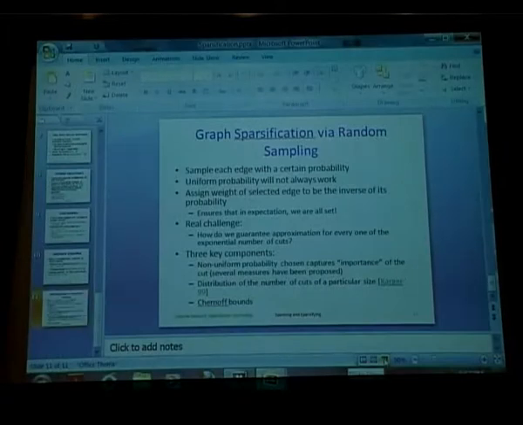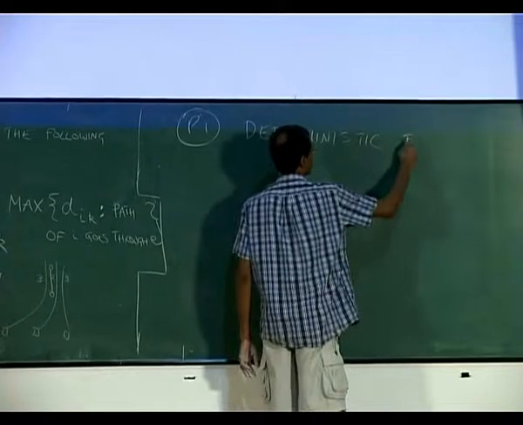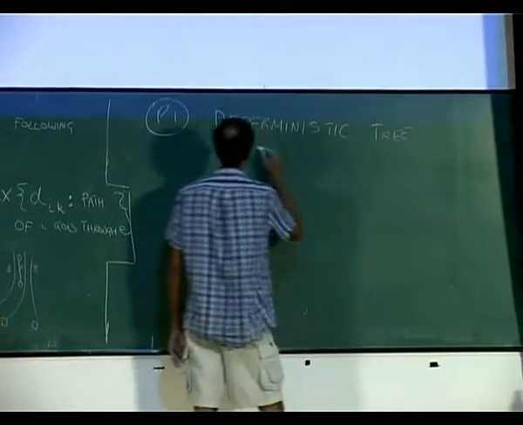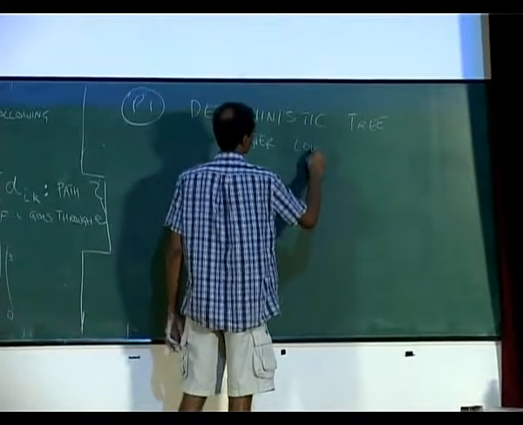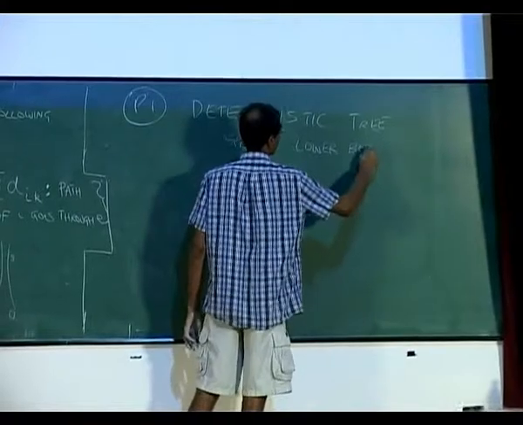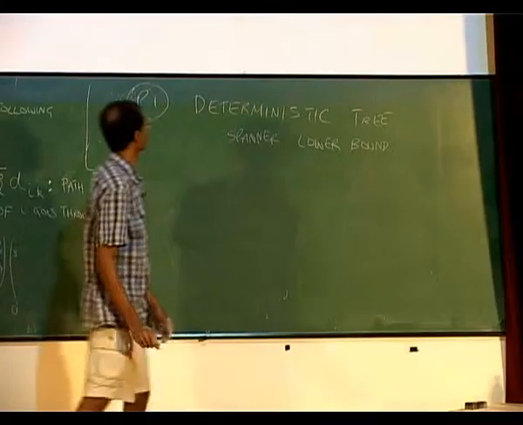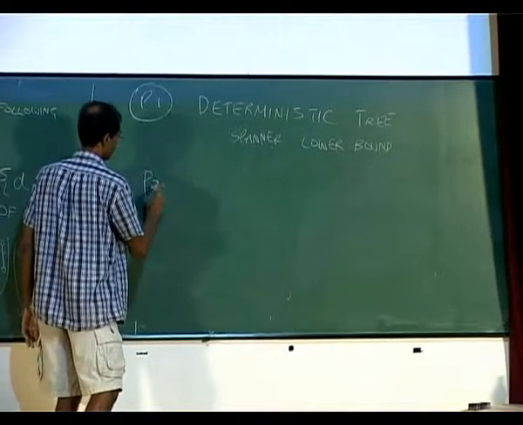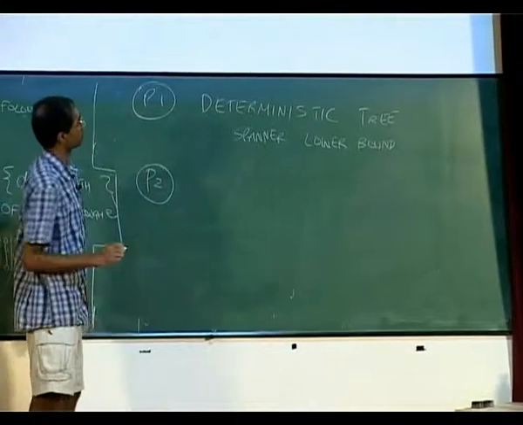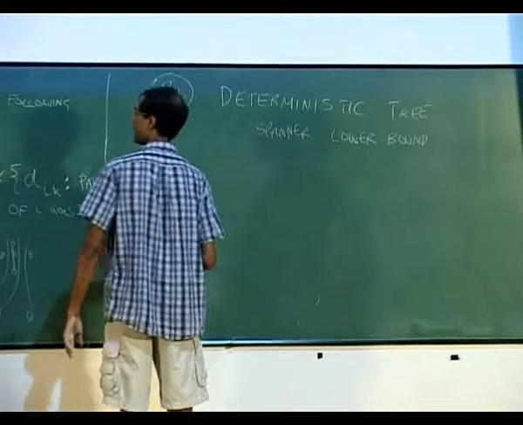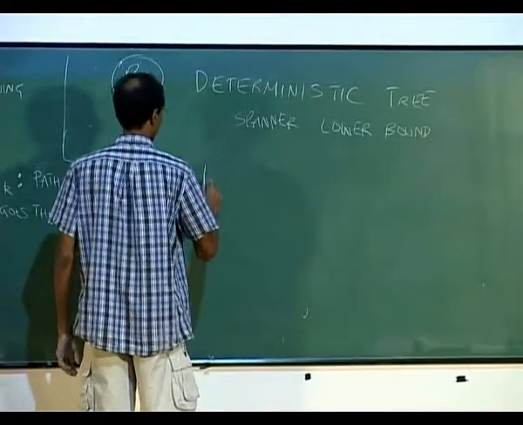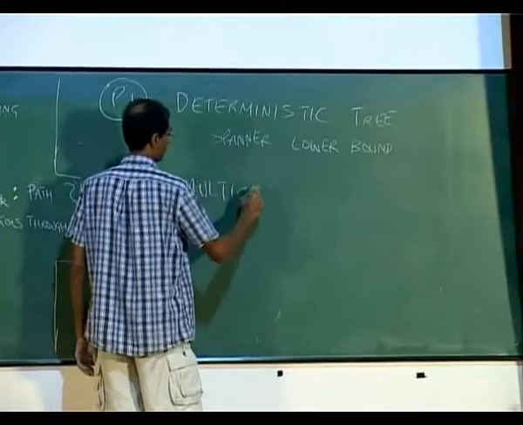Okay, and can we have the board? We'll stop with just writing down the problems. Problem 1: tree spanner lower bound. Okay. Problem 2, let me just call this the multi-commodity routing problem.